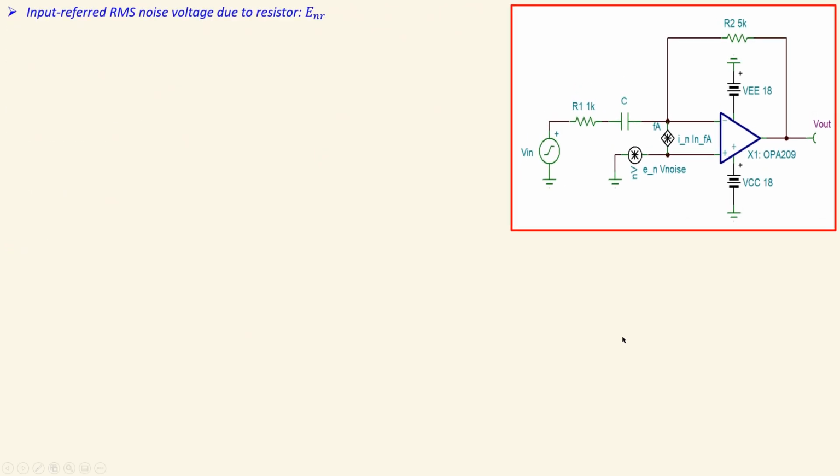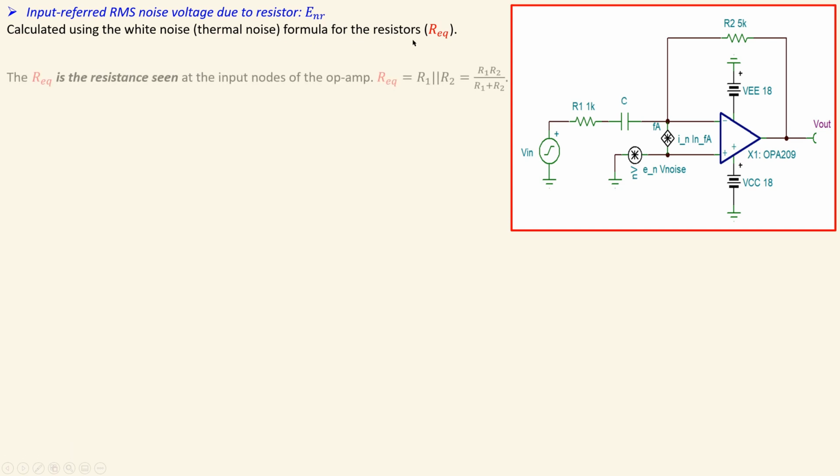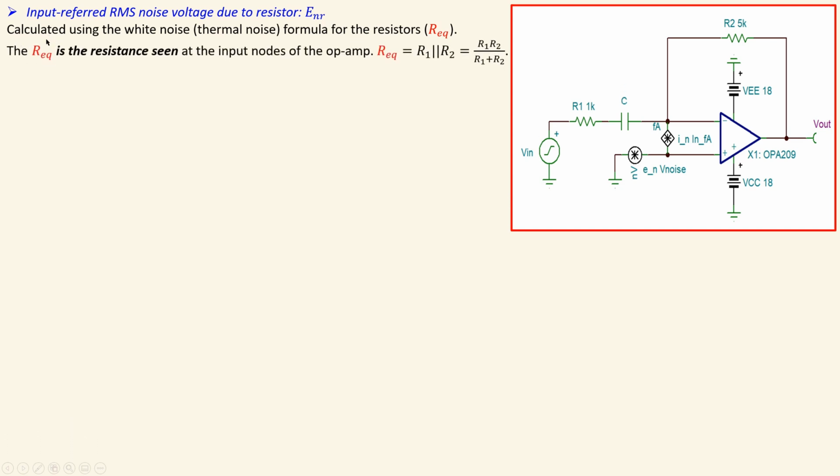Now, the input referred RMS noise voltage due to the resistors is calculated using the white noise or the thermal noise formula for the resistors. Now, the equivalent resistance is actually seen at the input nodes of the op-amp. So it is at this node and also at this node.